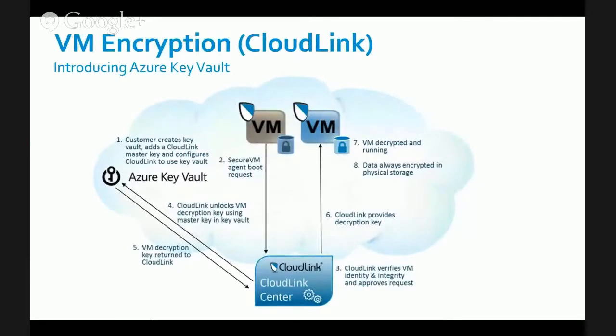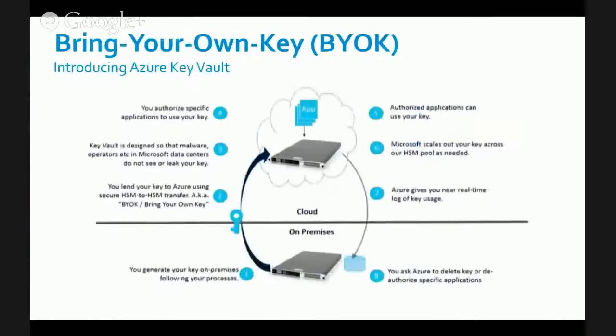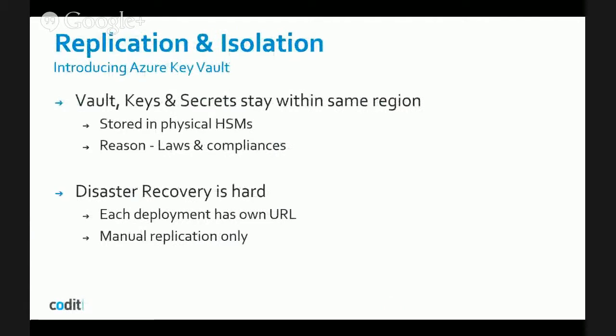Something else is a partnership with CloudLink, where they are using Key Vault to encrypt the VMs when they shut them down and decrypt them when they start the VM. The scenarios are on the Key Vault blog if you want to know more. There's also bring your own key, which is the migration of your on-premise HSMs to Key Vault. So if you want to go to the cloud, there's a solution for that as well.